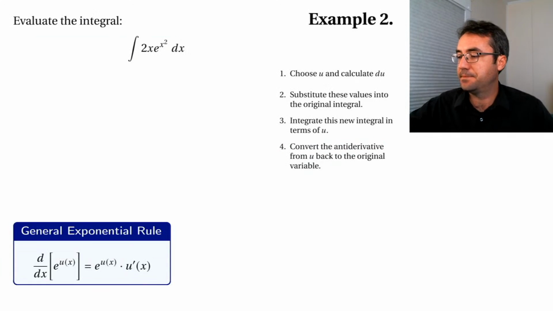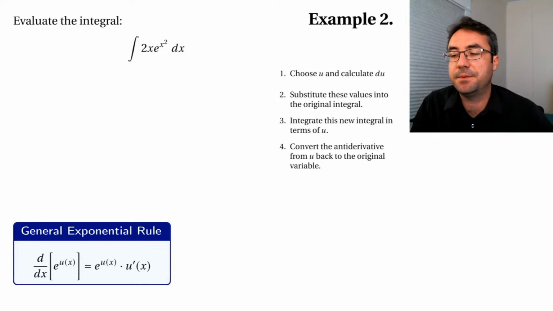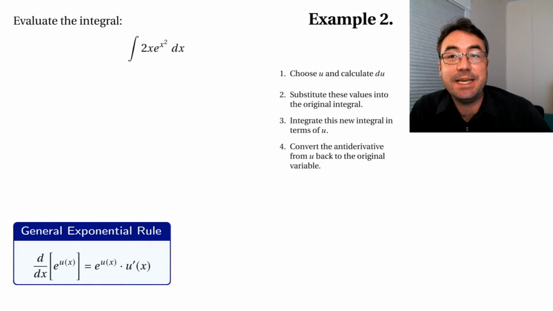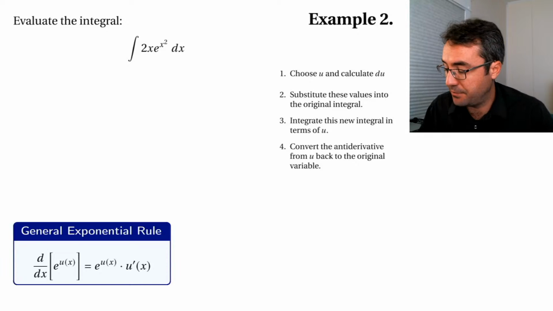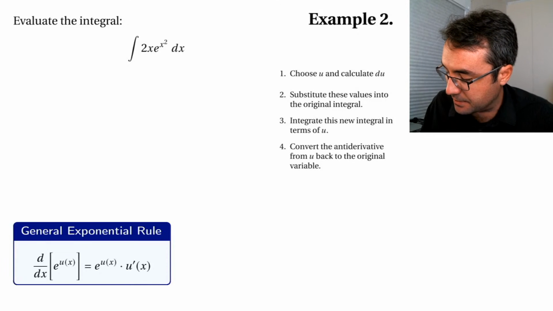So let's try doing the integral of 2x e to the x squared dx. And we have to figure out what we should choose for u. That's the very first step, before we do anything else.